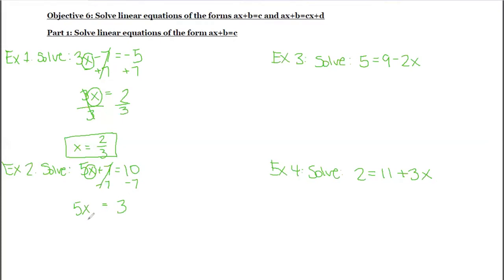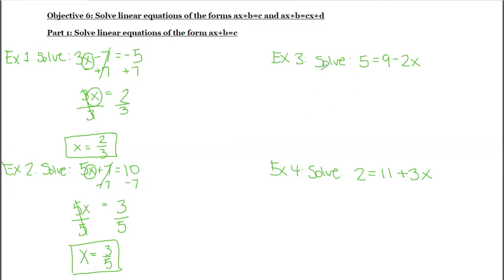Same situation we were just in. We have 5x equals 3. The 5 is being multiplied by the x, so in order to get rid of it, we have to divide by 5 on both sides. 5 divided by 5 is, of course, 1. So we are left with x on the left side, and on the right side, we have 3 over 5. Because that is a fraction in its simplest form, we can just keep it like that.